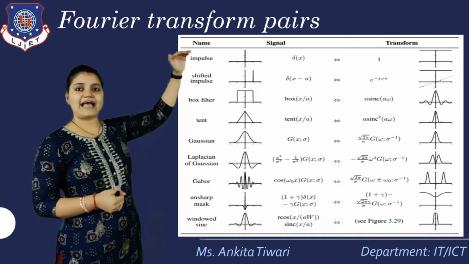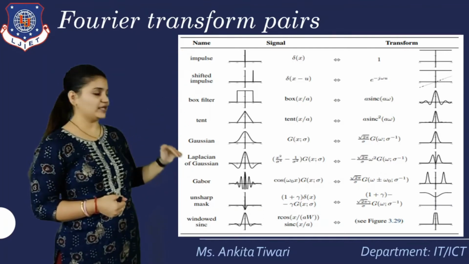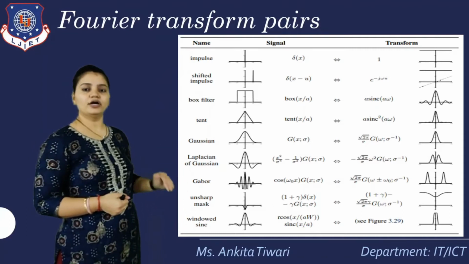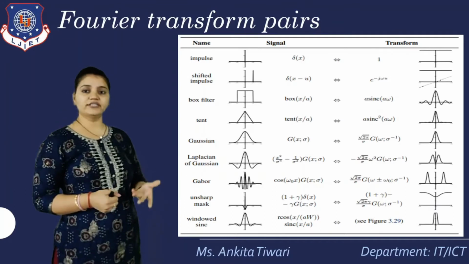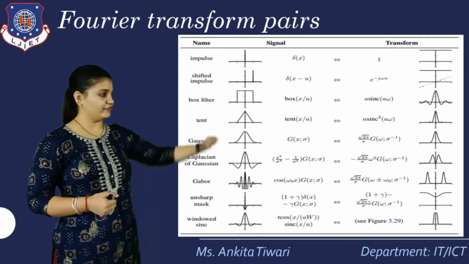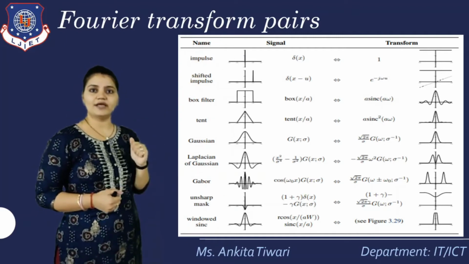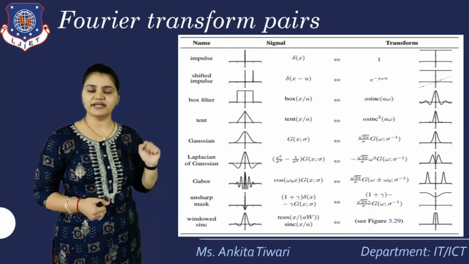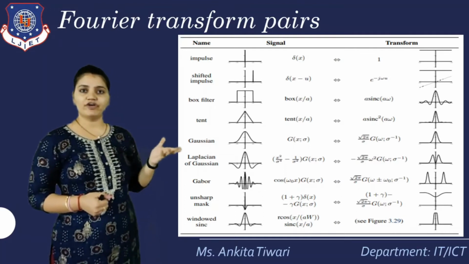We have the impulse, which I've already said is the shifted impulse, then box filter, tent, Gaussian, Laplacian of Gaussian, then Gabor, unsharp mask, and windowed sinc function that we have already discussed. So these are the different functions that we have with respect to the different signal functions as well. That is delta of x, then delta of x minus u, then box of x by a. We have already discussed this.